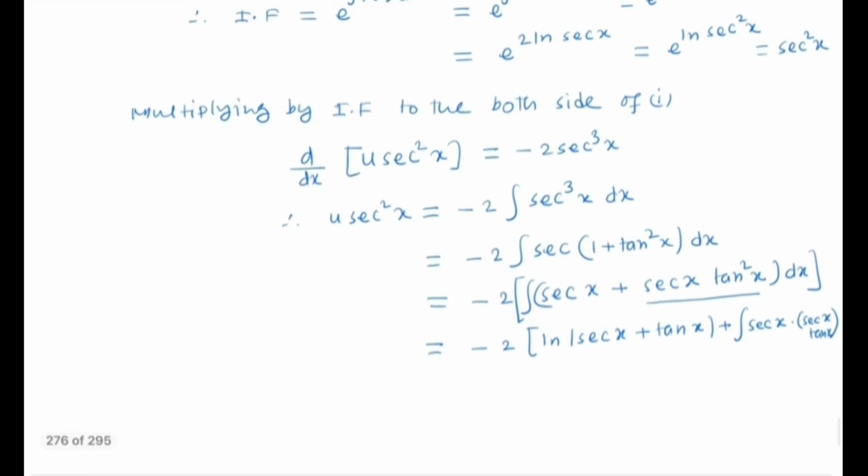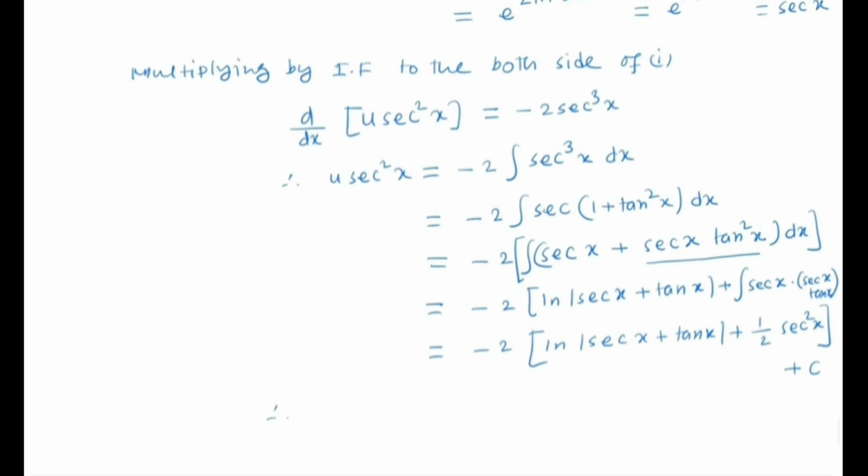Now we know that the derivative of sec x is nothing but sec x tan x. So the integration will be half sec square x. So this is as it is, ln sec x plus tan x, plus half sec square x, and we have the integration constant c.